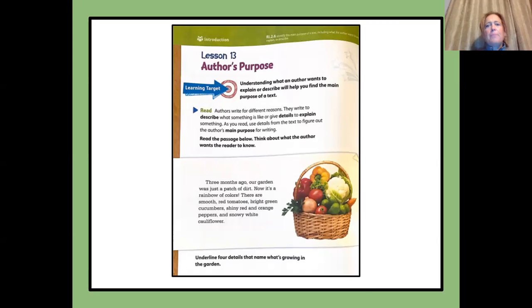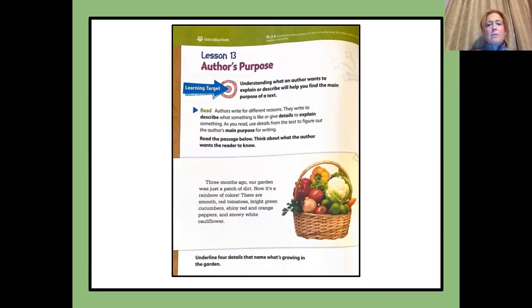All right, so today we're going to read this article and decide what purpose the author had in writing this article. Authors write for different reasons. They write to describe what something is like or give details to explain something. As you read, use details from the text to figure out the author's main purpose for writing. So we're going to read the passage below and then decide what the author's main purpose was in writing it.